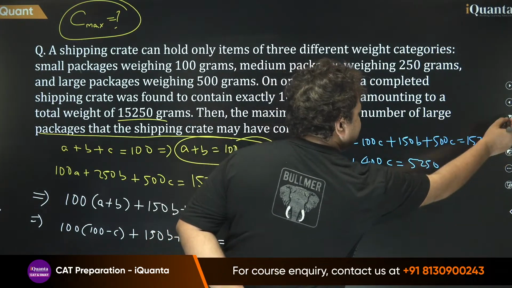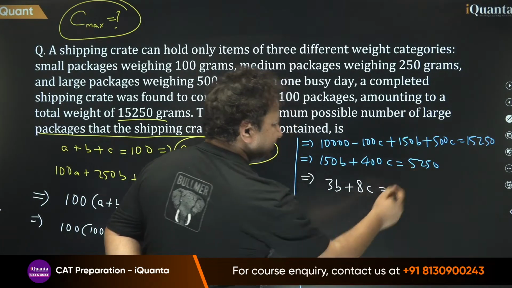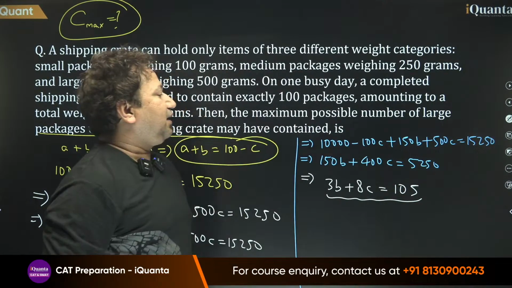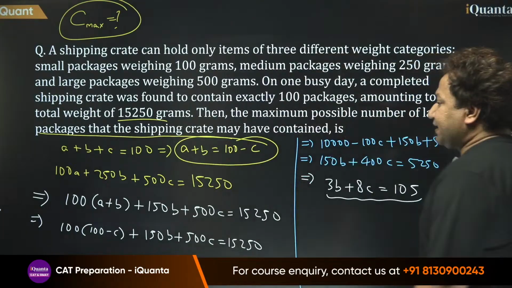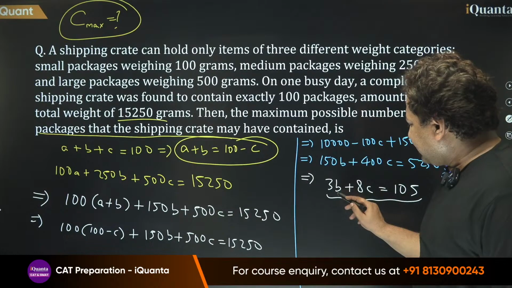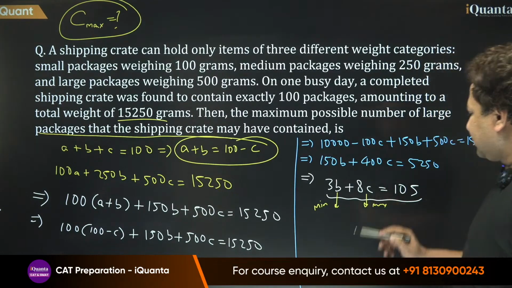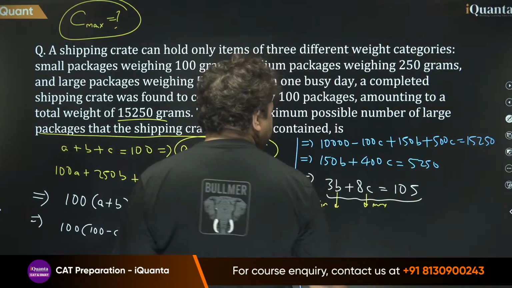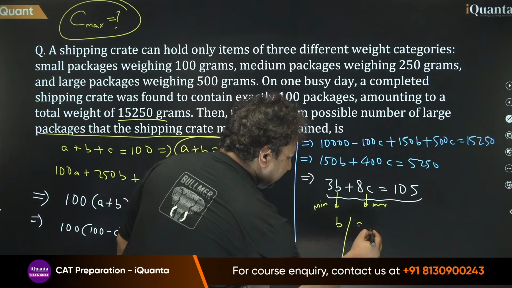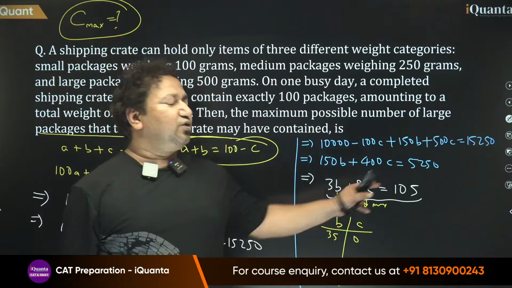I can make this even smaller, how? By dividing with 50, I'll get 3b plus 8c. Divide this by 50, 105 is what you get. Now this equation is simple. Now what do I have to do? I have to maximize c, minimize b, and there's no need to look at a plus b, because if I minimize b here and maximize c, my life is sorted. How to do that? As you can see, 105 is a multiple of 3. So the first values of b and c are 35 for b and 0 for c. Is that clear? 3 into 35 is 105.